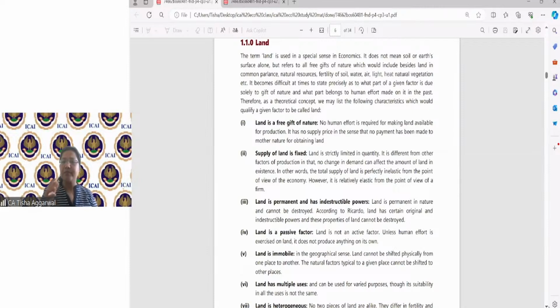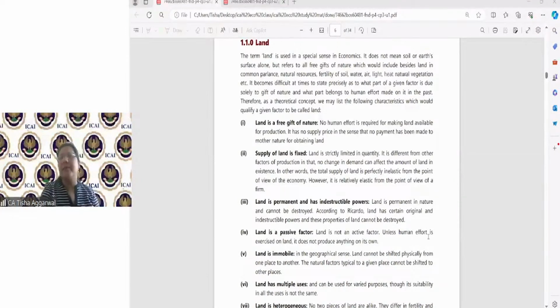Correct? It's a passive factor. See, what is the difference between a passive factor and an active factor? I'll make you understand this. A human being is an active factor, who works on his own. But land never works on its own. Land requires the effort of a human being to get involved. So land is a passive factor and labor is an active factor.